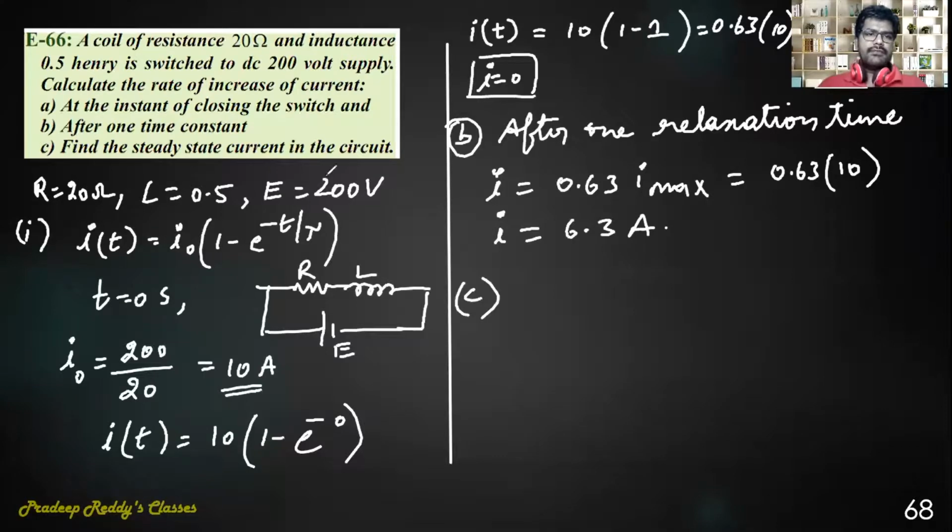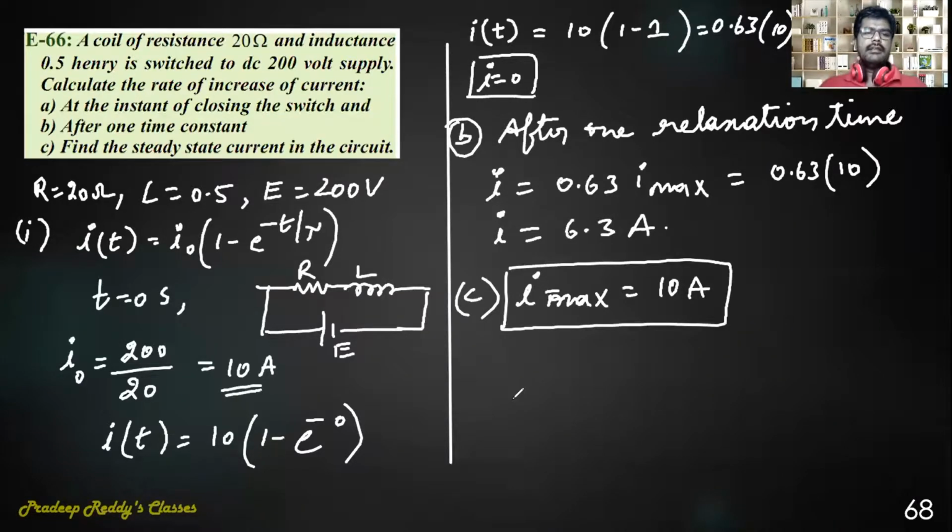And next is to find the steady state current in the circuit. So steady state current is I maximum, and this I maximum will be equal to 10 ampere. Right? Now these are the answers for this problem. But if we observe, you are asked to calculate the rate of increase of the current. But what did we do now? We have just calculated current at time t is equal to 0 second, after one relaxation time, and after infinite time.